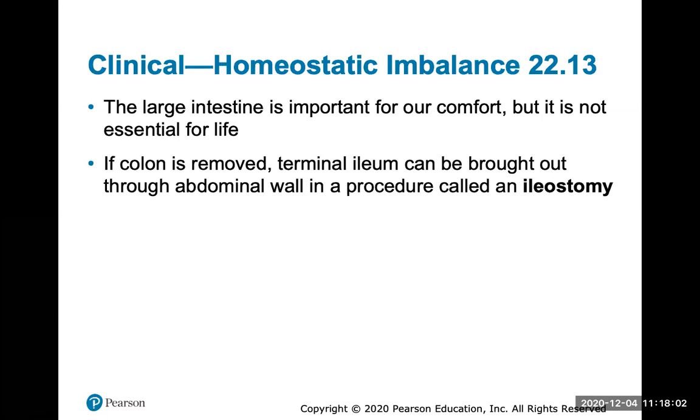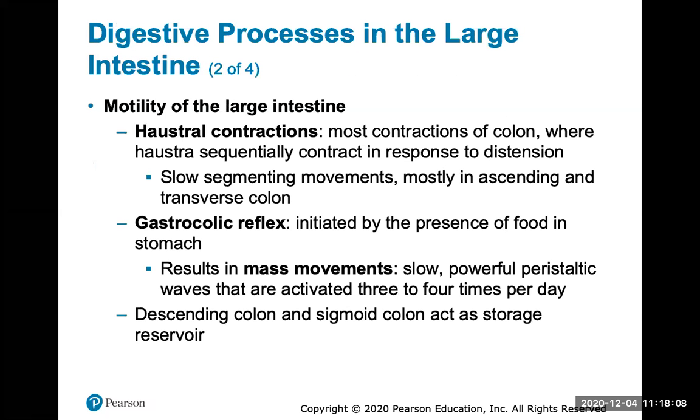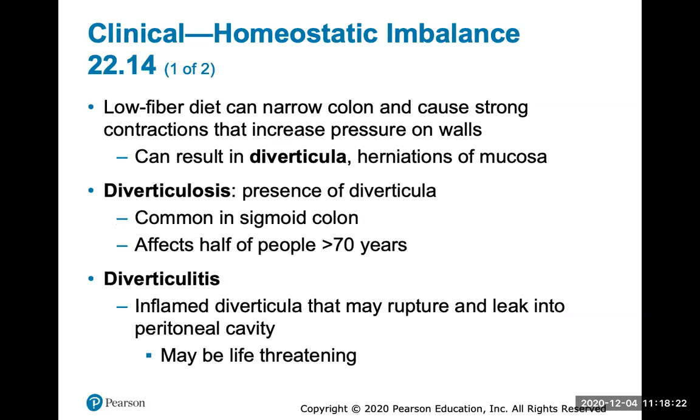Many people who have colon cancer need to get parts of their colon removed, and they can still survive. The motility of the large intestine is due to contractions of the haustral pouches. These are mass movements. They're slow, powerful peristaltic waves that are activated 3 to 4 times per day. And then the descending colon and sigmoid colon will act as a storage reservoir.